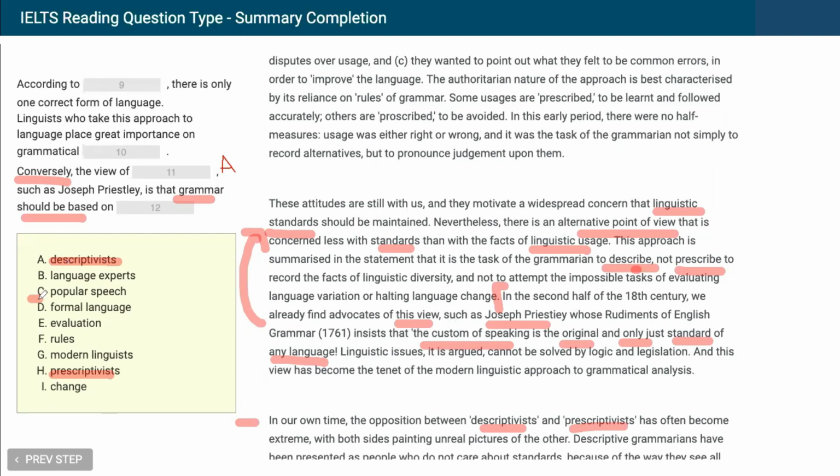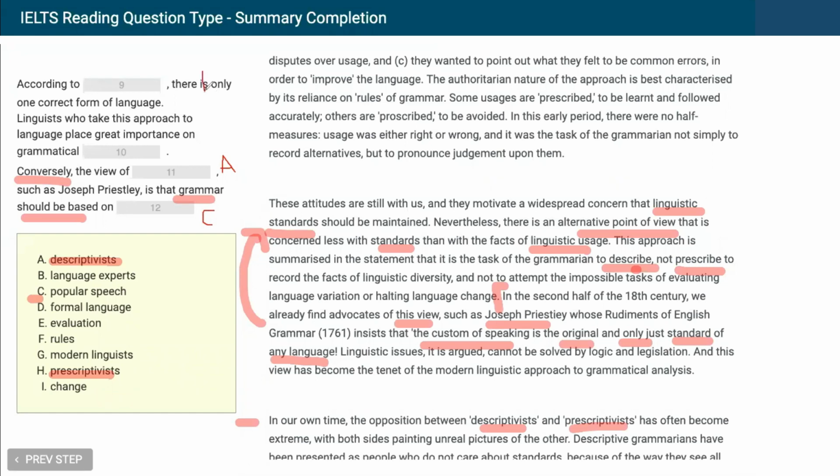And if we input C, popular speech, into 12, it makes complete sense and goes right along with this idea in the passage. So just to read it for you, conversely, the view of descriptivists, such as Joseph Priestley, is that grammar should be based on popular speech, or here, the custom of speaking. Excellent. All right, so let me put in C for number 12.